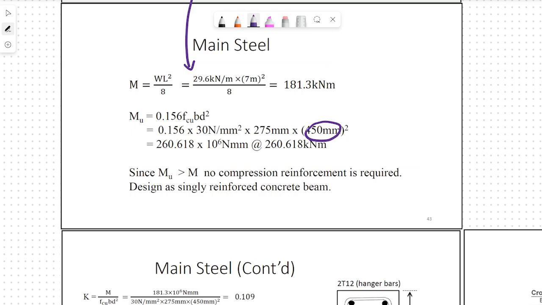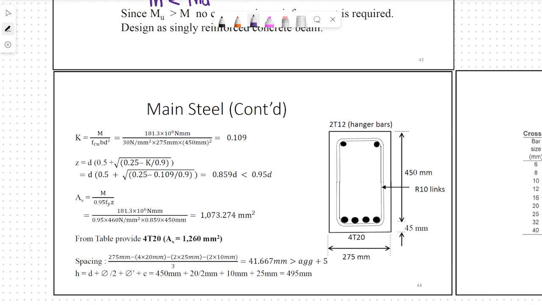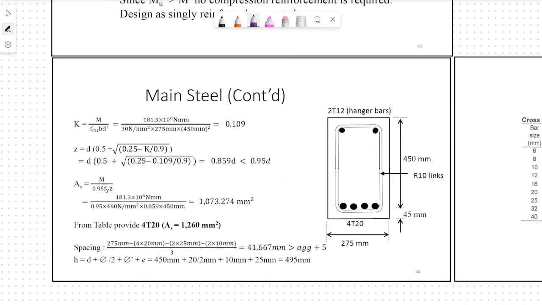We can compare the value of M and MU. We see that MU is bigger than M. Therefore, no compression reinforcement is required, so you can just design a singly reinforced concrete beam. Or maybe you will write M is less than MU. It's the same. Next, we are going to calculate the value of K after we have made sure that M is less than MU, or MU is bigger than M.